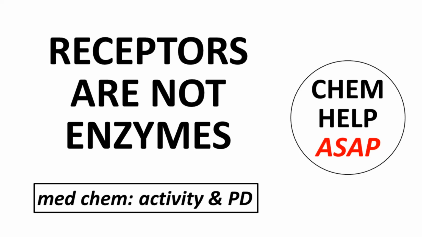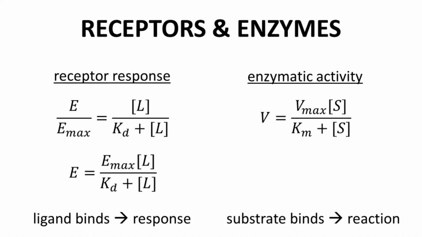Let's talk about the similarities and differences between the mathematical models of enzyme and receptor action. On the screen to the left, we have the mathematical relationship between E over Emax and ligand concentration. This is Clark's occupancy theory, which is a model specifically for receptor response. I have the same equation rearranged just a bit. So the idea is that a ligand binds to a receptor and some kind of response is the result.